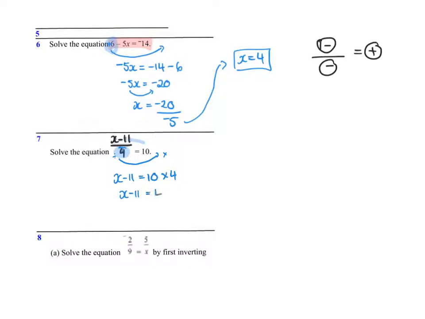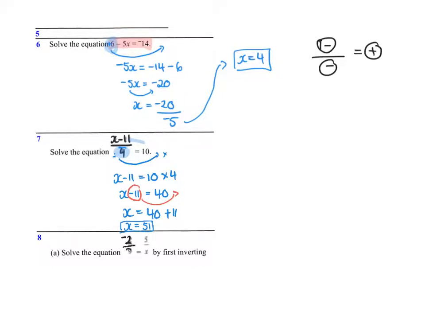So then I'll just work that out. 10 times 4 is 40. Now I'm going to move this negative 11 over, which will become a positive. So I haven't moved the x, so I've got 40 plus 11. So I get x equals 51. And there's the answer.